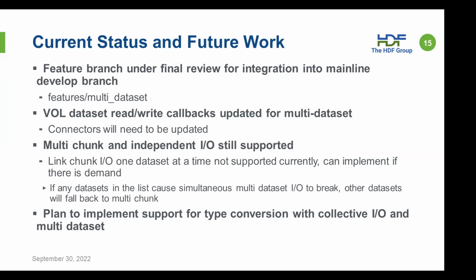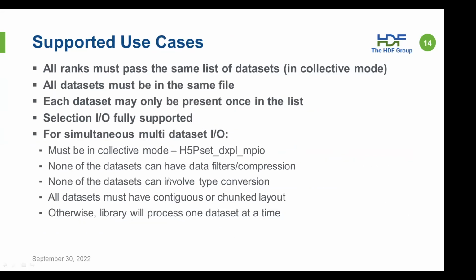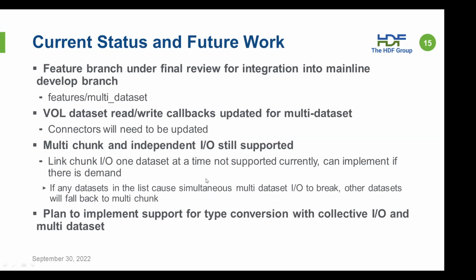It's worth keeping in mind that if any data sets in the list don't meet all these requirements, so if most of your data sets meet all these requirements and one of them has type conversion or something, then that's going to break the simultaneous multi-data set IO for all the data sets, and they'll fall back to multi-chunk. So if you want to use the simultaneous multi-data set IO, and you do have type conversion, you want to make sure that you put that data set in a separate call. And we're planning to, in the future, implement support for type conversion with collective IO and multi-data set. So that would give you all these benefits with being able to use type conversion.